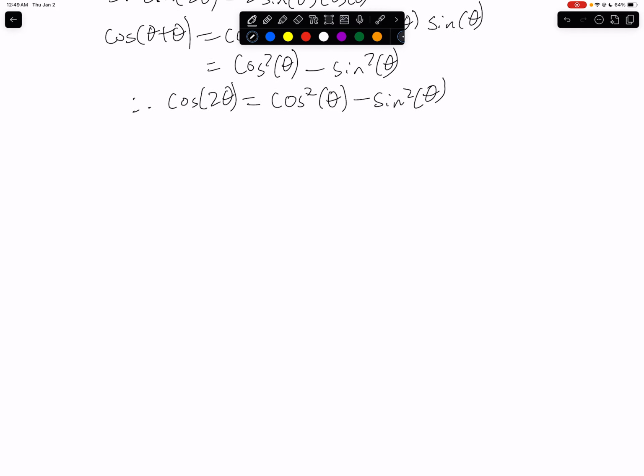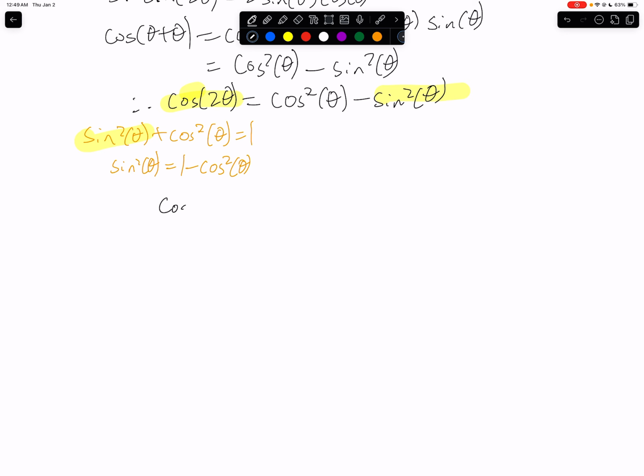So we want to get this cosine of 2 theta in terms of cosine. Now, we have a sine squared theta here. Going back to our Pythagorean identities, we know that sine squared of theta plus cosine squared of theta equals 1. So we want to isolate the sine squared of theta here. So then we'll get sine squared of theta equals 1 minus cosine squared of theta. So we got something in terms of cosine.